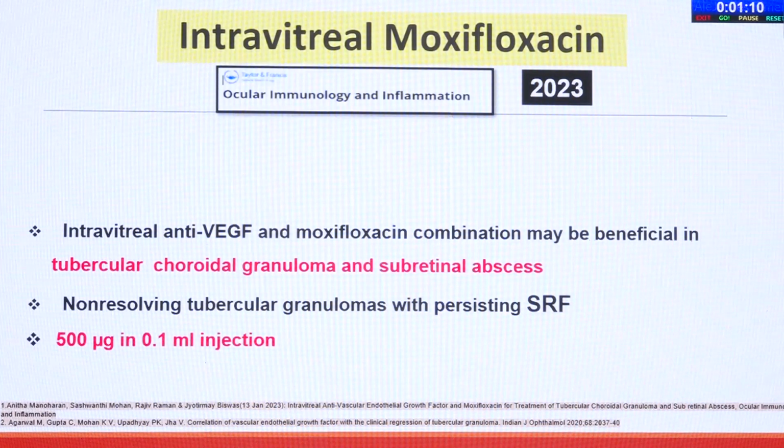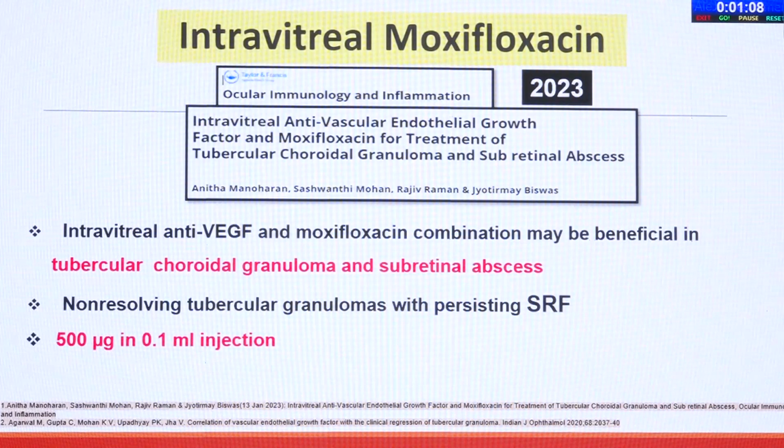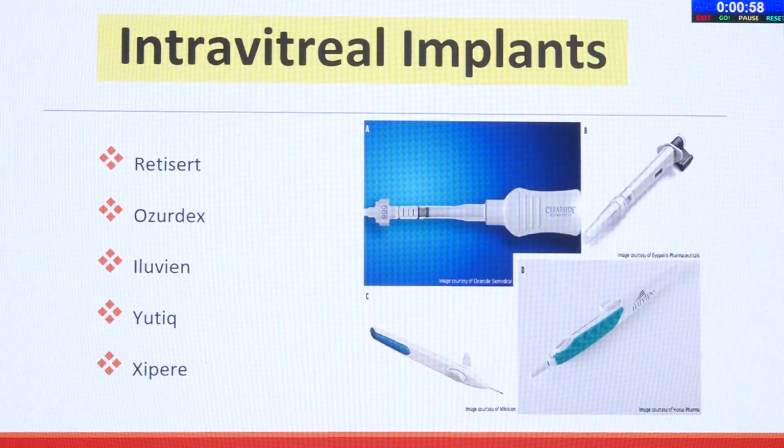We have published a single case report on intravitreal anti-vascular endothelial growth factor and moxifloxacin for the treatment of tubercular choroidal granuloma and subretinal abscess. Next come the intravitreal implants: Retisert, Ozurdex, Iluvien, Yutiq, and Xipere, of which Ozurdex is the cheapest. Other things are very costly.